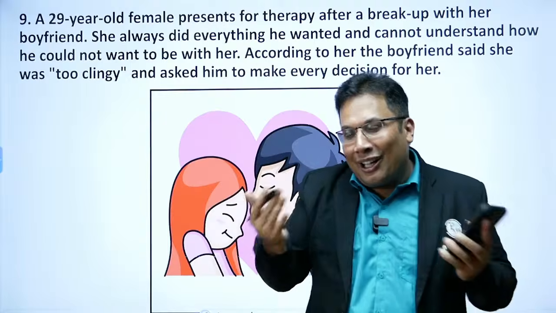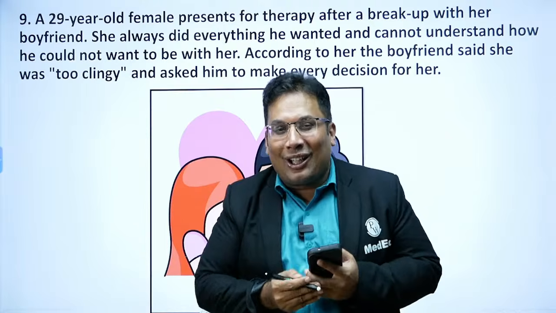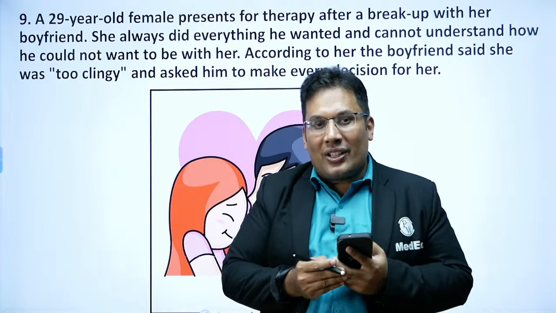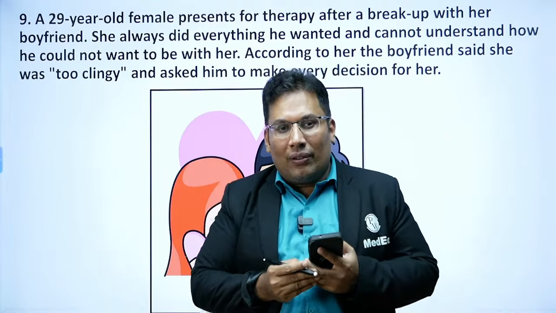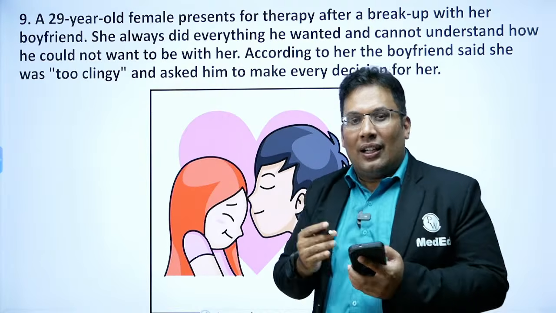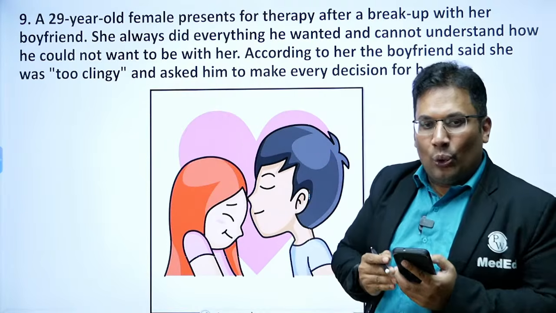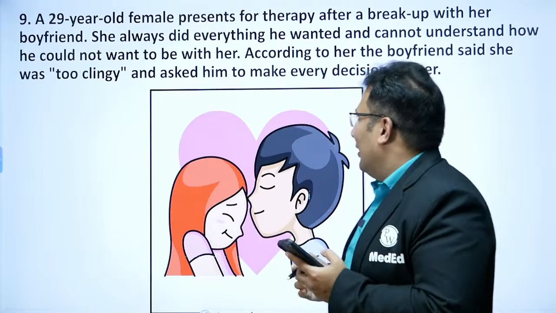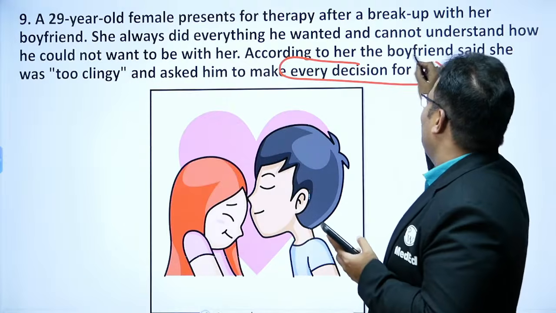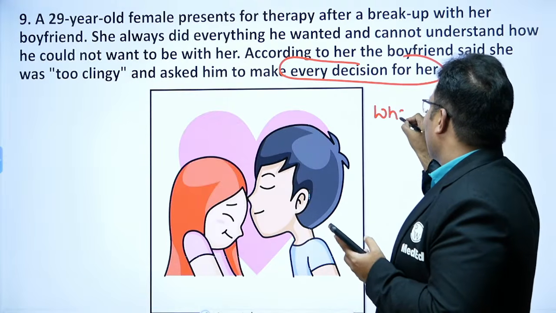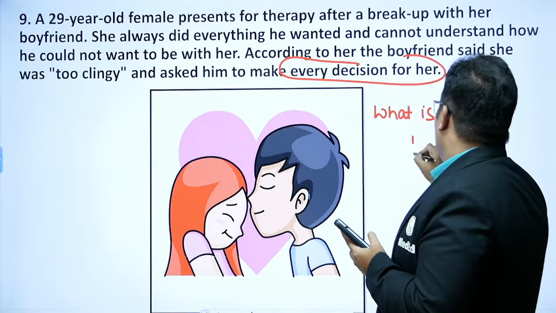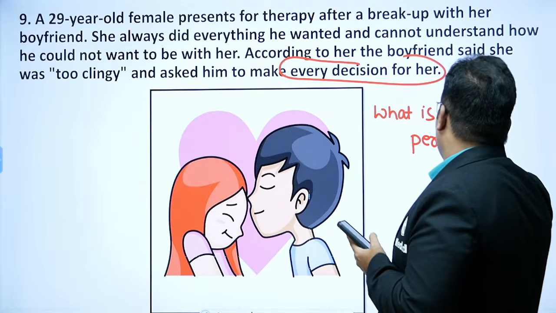Again, boyfriend and girlfriend, so the quarrels are very common. She always did everything he wanted, but cannot understand how he would not want to be with her. According to her boyfriend, she was too clingy and asked him to make every decision for her. So my question is, what type of personality disorder is this? What is this personality known as?